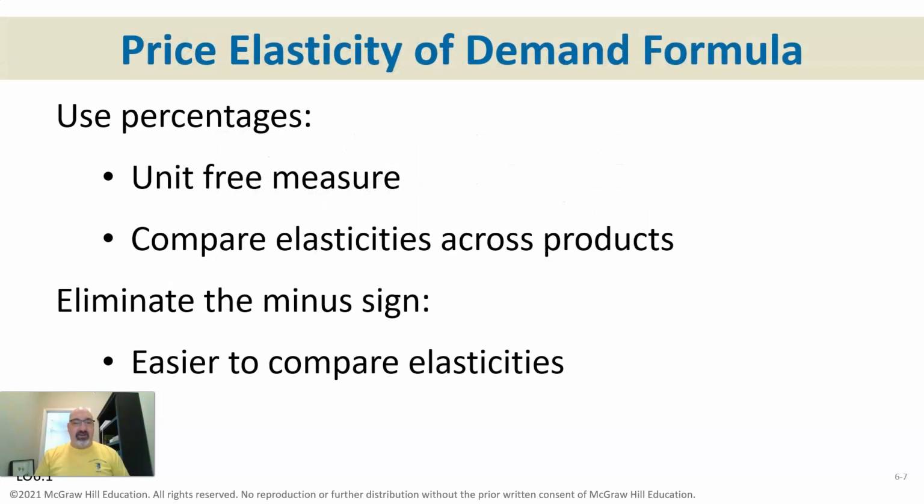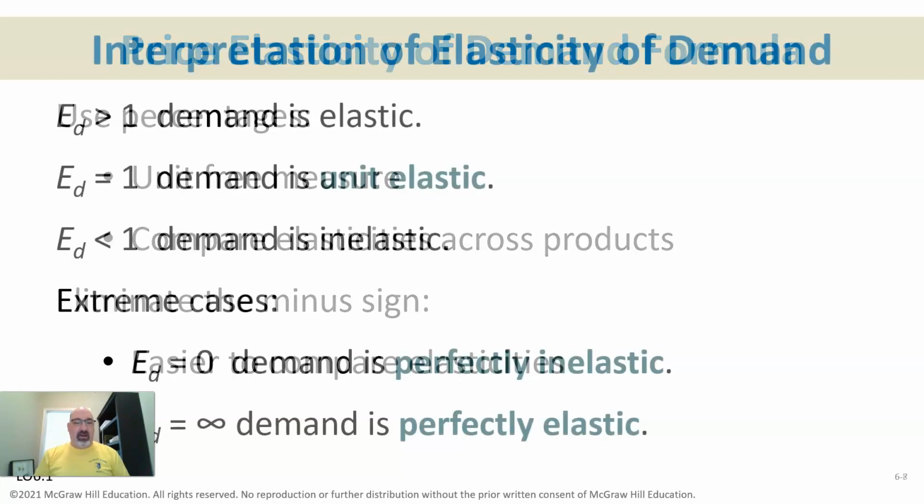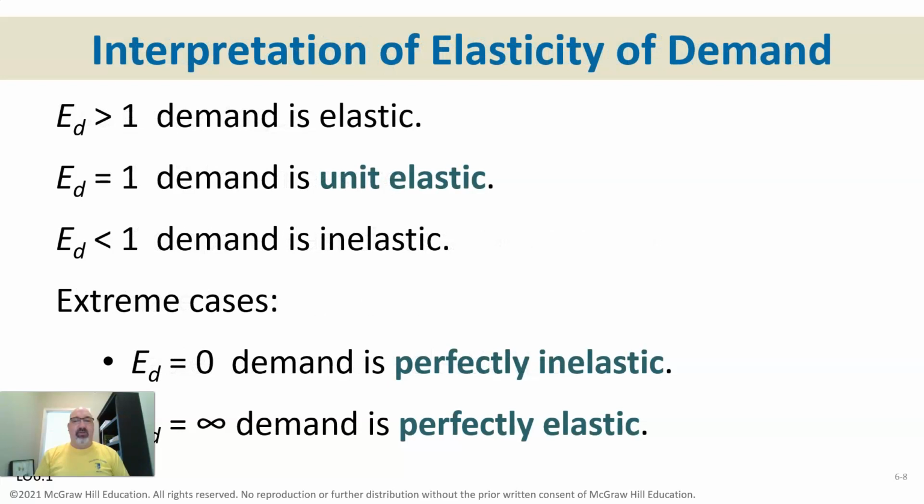So we eliminate the minus sign because it just makes it easier to compare those elasticities, because we want them to be some kind of whole number. We don't want it to be a negative thing. So here's why we do that. Here's your interpretation.